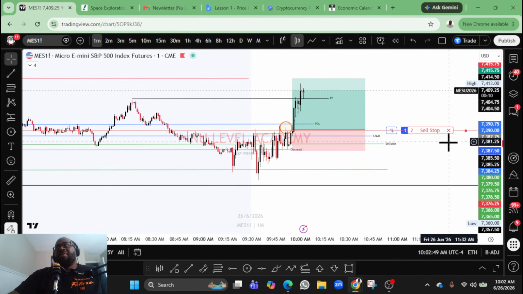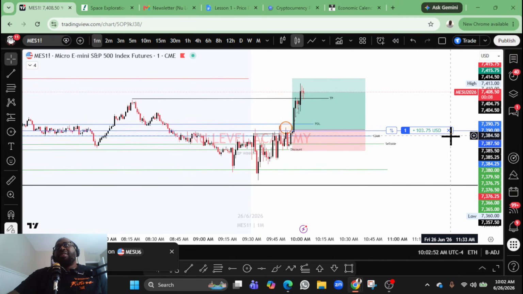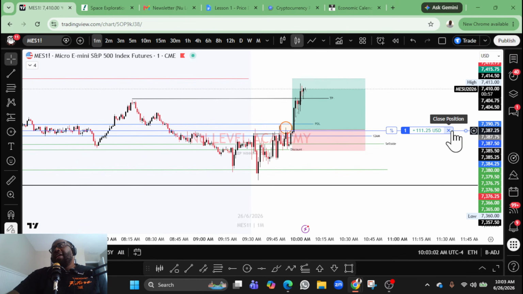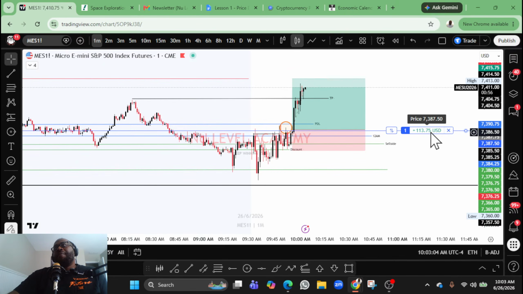So we just took our stop off. If we trade back below the level, we'll close the trade. But if we stay above that level of our initial TP, hey, then we're gonna walk away.